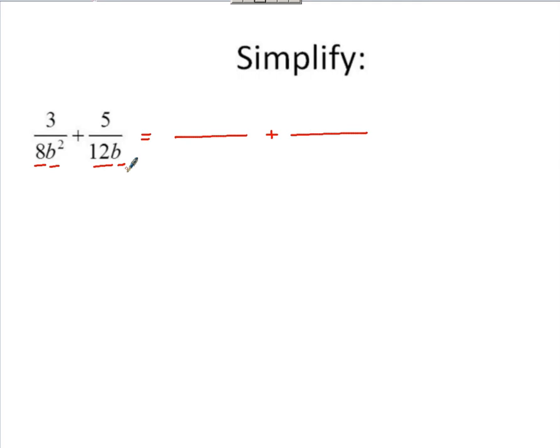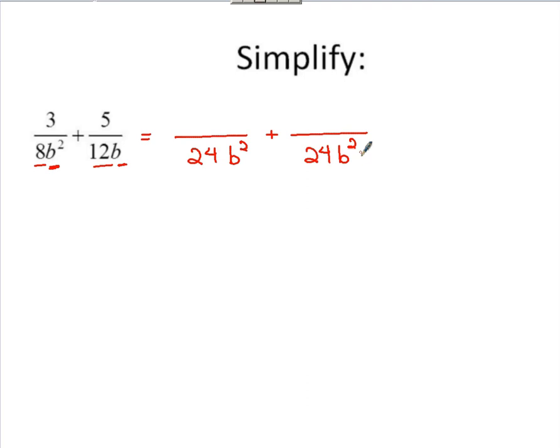So between the 8 and the 12, what's the least common denominator going to be for the 8 and the 12? 24. Smallest number I can think of that both 12 and 8 go into evenly, 24. Now we have two factors of b over here, we have one factor of b over here. Because there's two factors of b, I need to make sure that I have at least that many in each of my new denominators that I'm making.